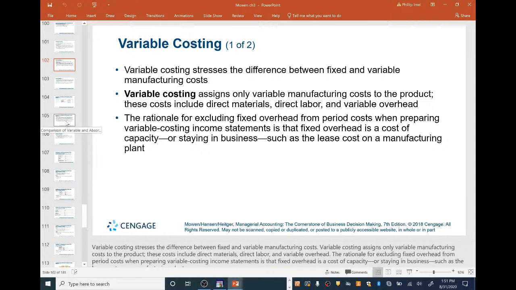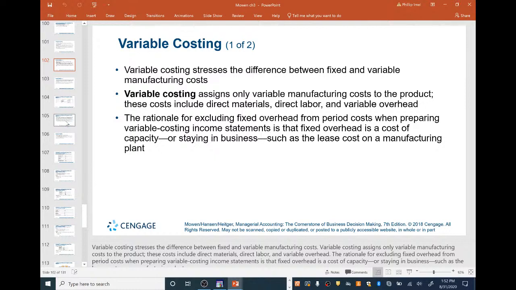Now let's talk about variable costing. This stresses the difference between fixed and variable manufacturing costs. Variable costing is going to assign only variable manufacturing costs to the product. These costs include direct materials, direct labor, and variable overhead.